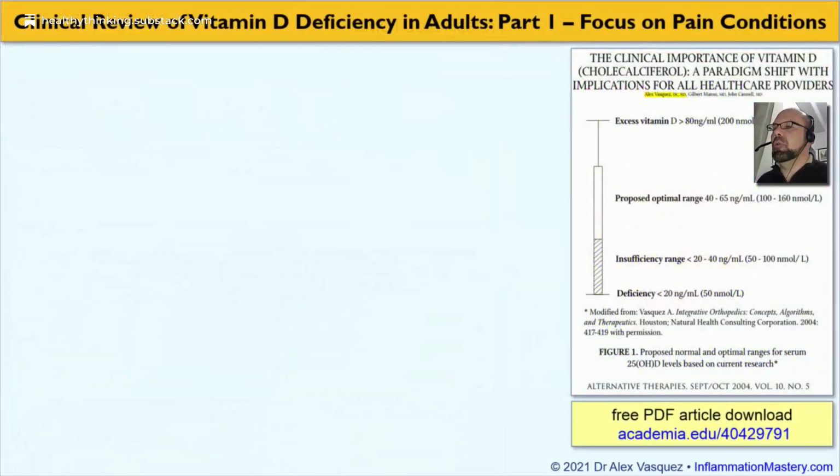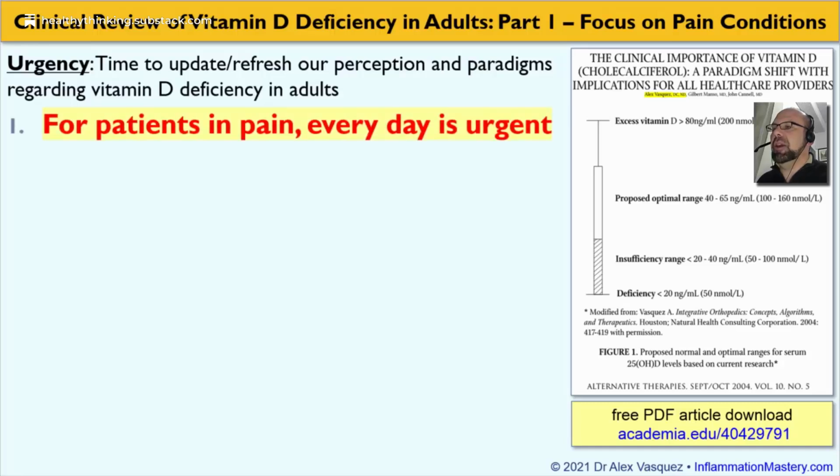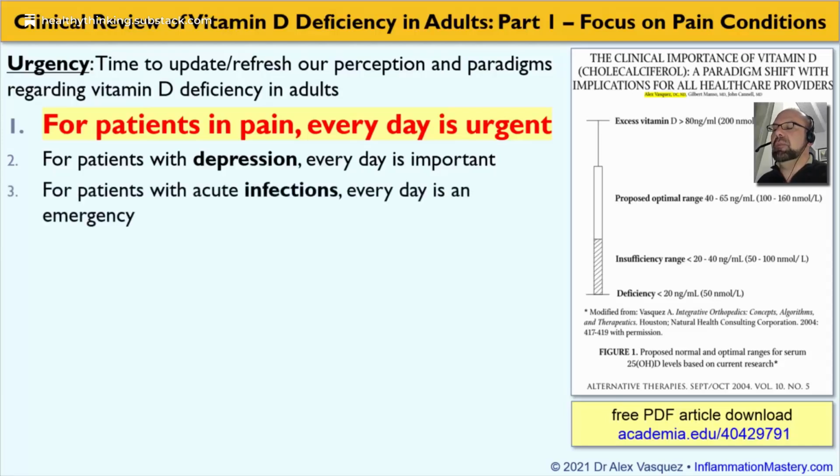So because this is an important problem and it's a prevalent problem, that makes it an urgent problem. So we need to update and refresh our perception and paradigms regarding vitamin D deficiency in adults. For patients in pain, every day is urgent. For patients with depression, every day is important, and for patients with acute infections and immune suppression due to vitamin D deficiency, every day can, at times, be an emergency. But again here, in part 1, I'm focusing on chronic pain conditions attributed to vitamin D deficiency, and I'll show you the mechanisms in just a moment.